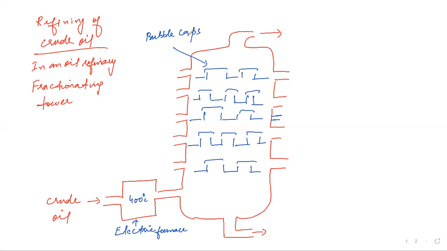Got it? We can't heat crude oil in the presence of oxygen. If we heat crude oil in the presence of oxygen, it will start burning. So an electric furnace is used to avoid combustion, to maintain the absence of oxygen.